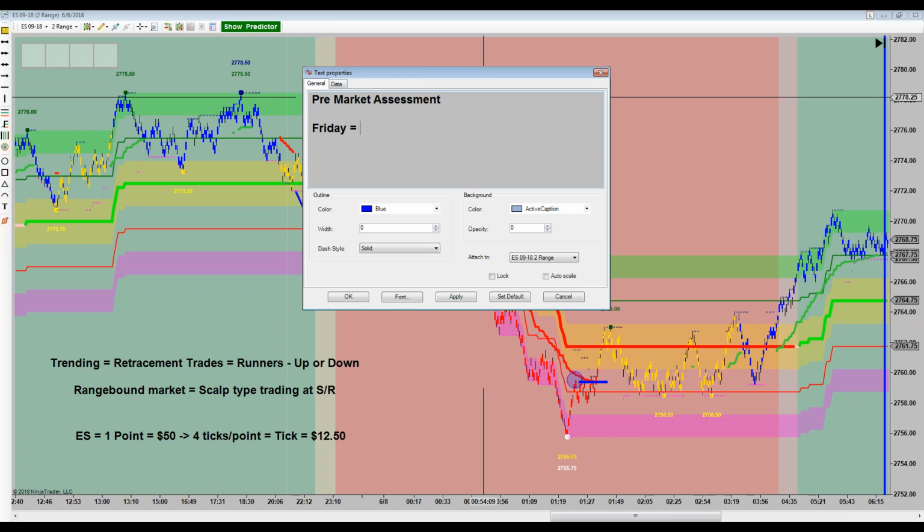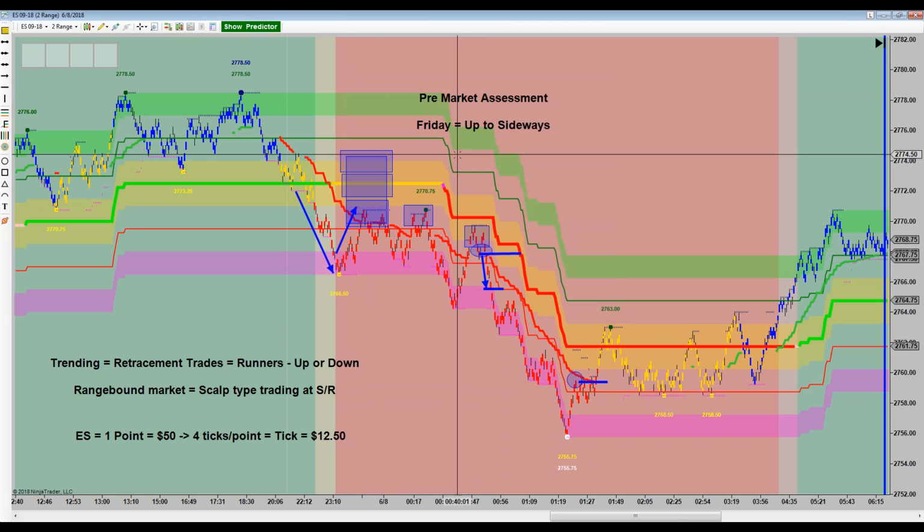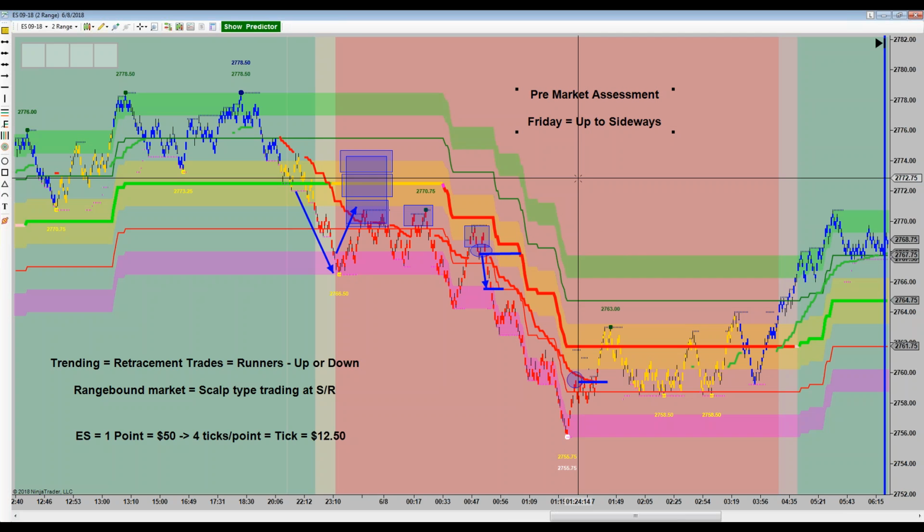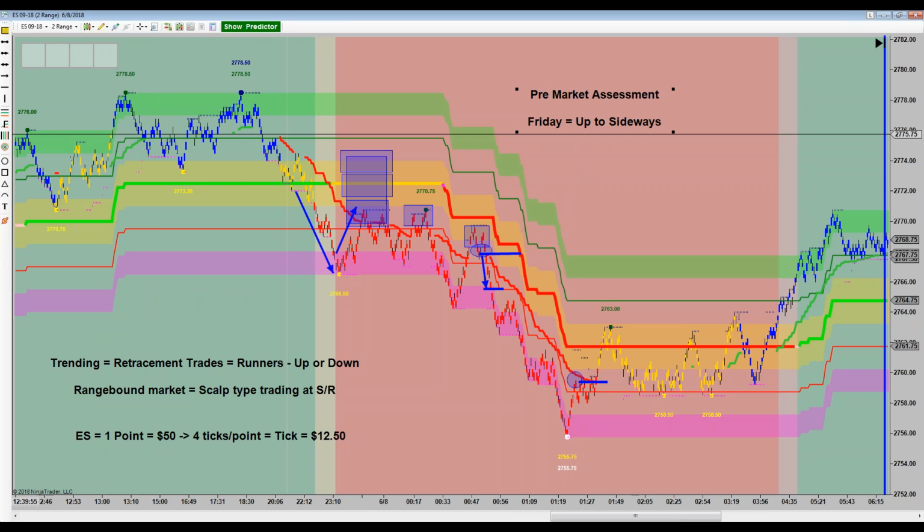Monday morning, you're looking at a chart and it looks just exactly like this. And in your mind, you're going to think what? All right, let me help you out. I see some of you might be struggling a little bit. That's okay. I would say up to sideways. Now, if we say that the market is up to sideways, let me show you why I'm thinking that first.